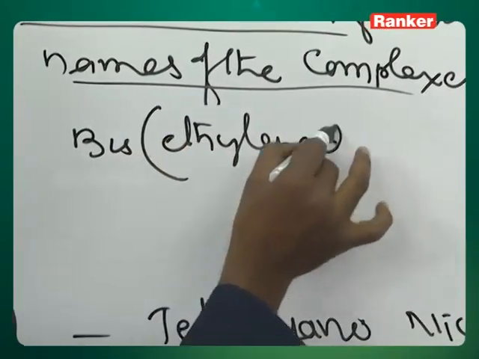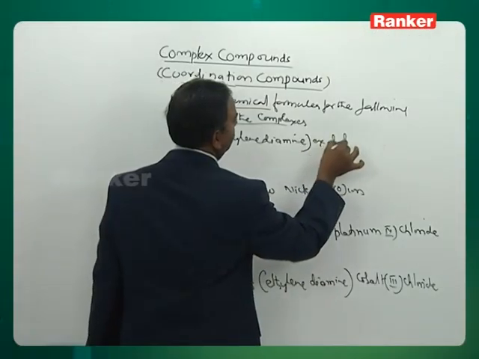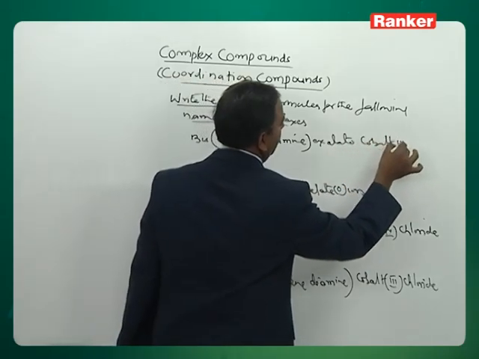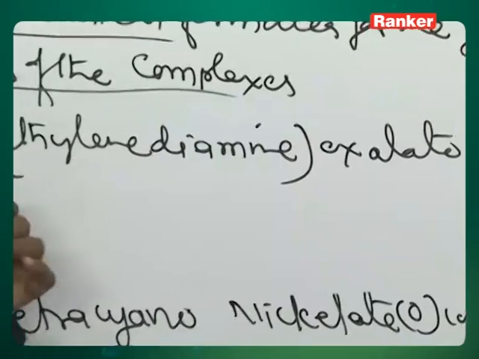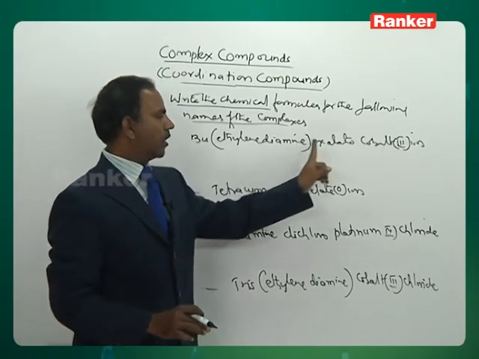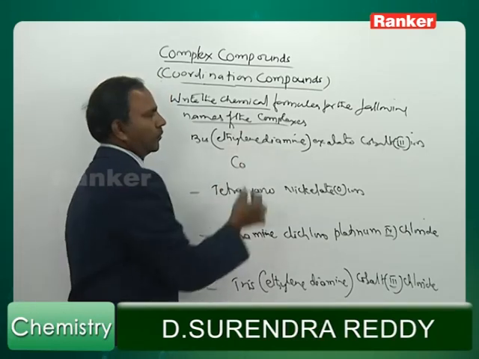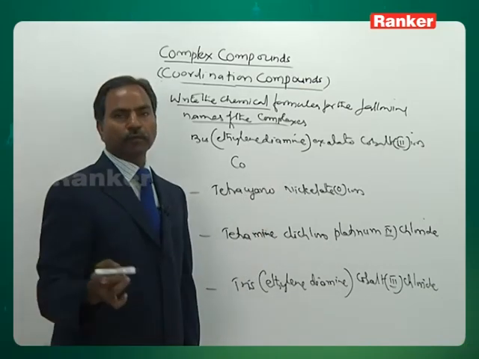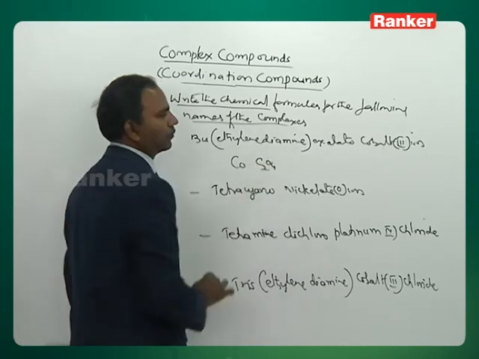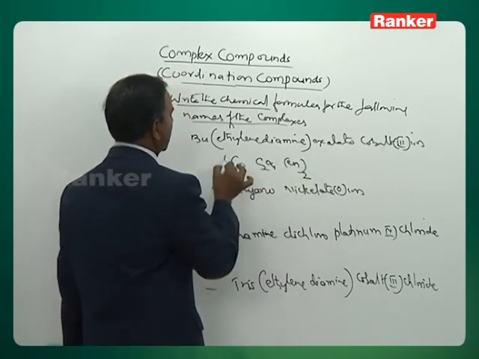Bis(ethylenediamine) oxalato cobalt(III) ion. Now, first we have to write the metal, yes, metal cobalt. Then, as I said, after the metal we have to write the negative ligand. Write oxalato, C2O4, oxalato. Then bis(ethylenediamine), you write 2 times.